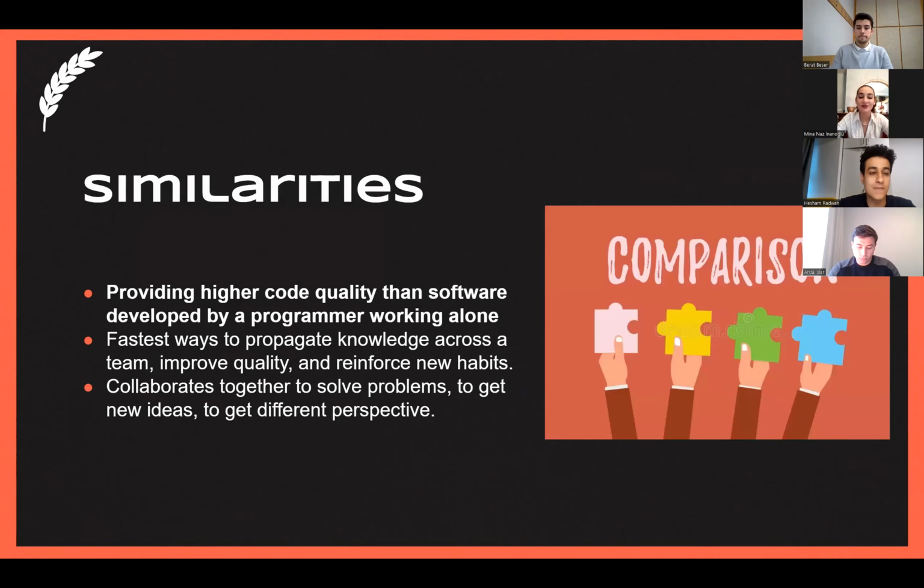So as Hesham said, I will be examining the similarities and differences between pair programming and mob programming. The similarities between them are that they are both software development techniques that involve multiple people working together on a project and providing higher code quality. Also, the developers can solve problems together and get new ideas and different perspectives together. Next slide, please.